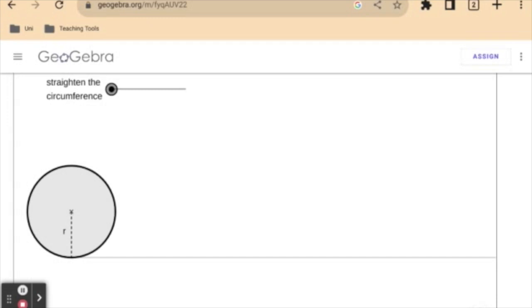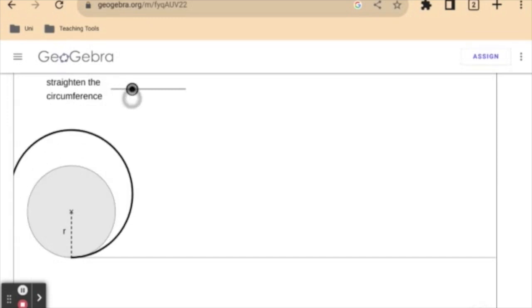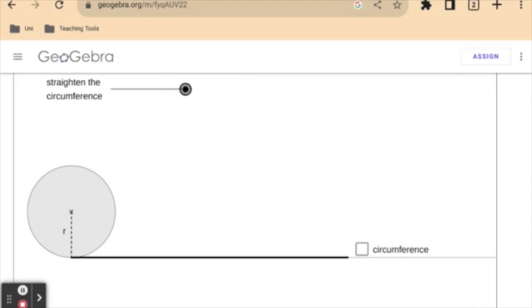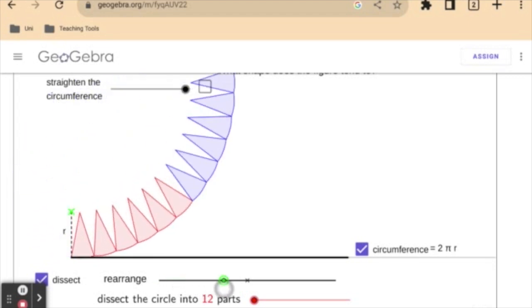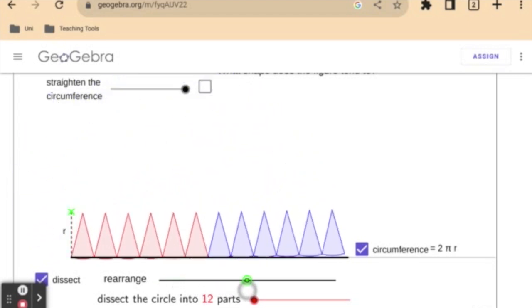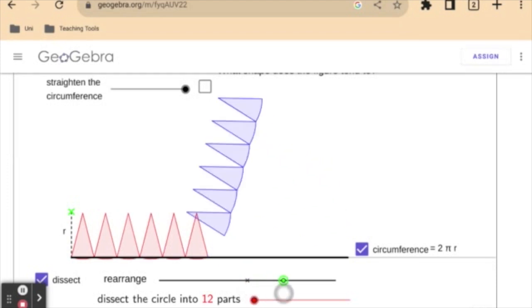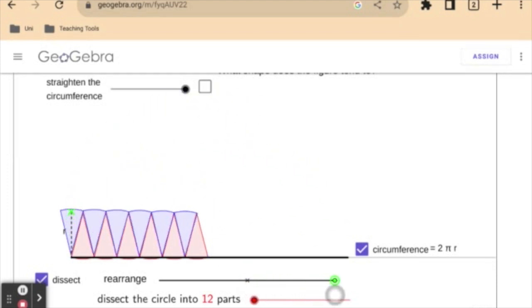So most of the stuff I've already done in the video, but I'll just run through it again here so you can see. We have our circumference here of 2 pi r. Now I'm going to dissect this. And here it's dissected into 12 parts. And I'm going to fold this over in the exact same way I did in the video. And I end up with something like this, very similar to what I had.